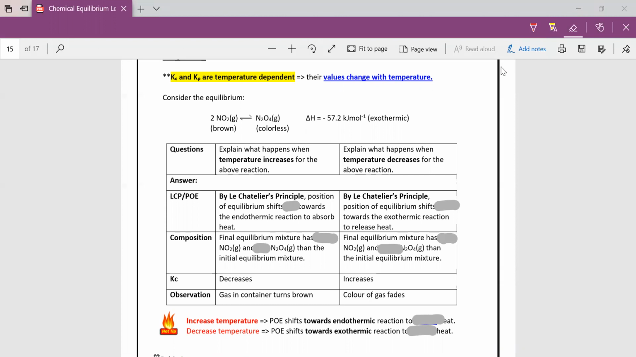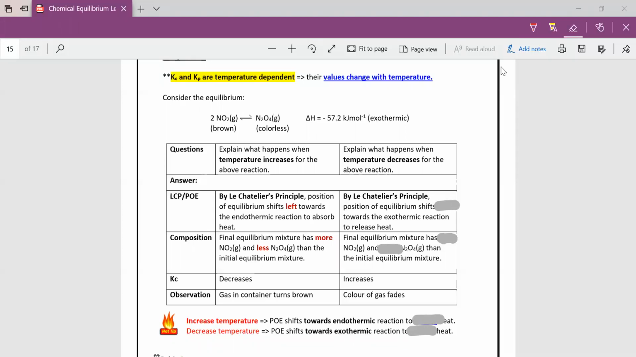When temperature increases, our equilibrium will shift to the left towards the endothermic direction to absorb the heat. We will have more of the reactants and less of the product. Our Kc will decrease because it shifted left. Observation: because our nitrogen dioxide is brown in color, we will see the gas turning brown. This is actually a very classical example for students to observe.